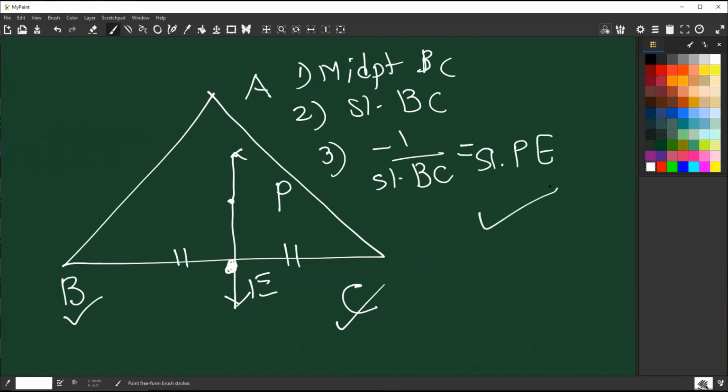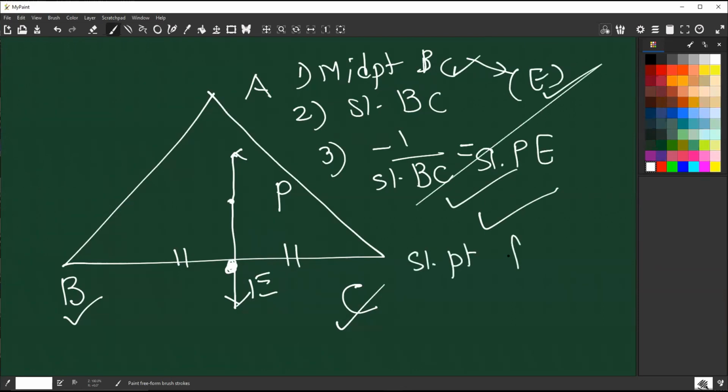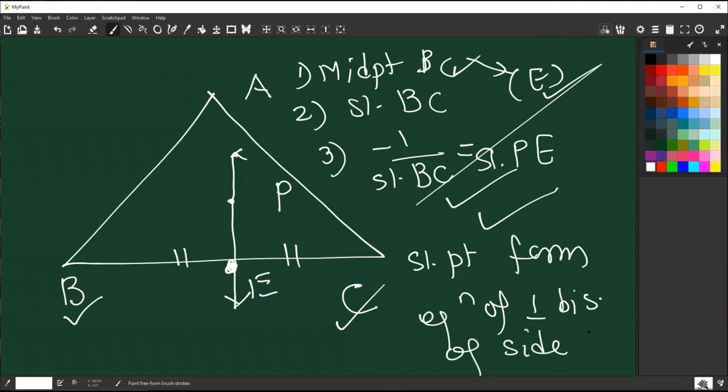So I know the slope and I know the midpoint of BC, which is E. So slope I know, point I know, so I can get the equation in slope point form. Say I get the equation of the perpendicular bisector of side BC. समझा सबको? Are you clear?